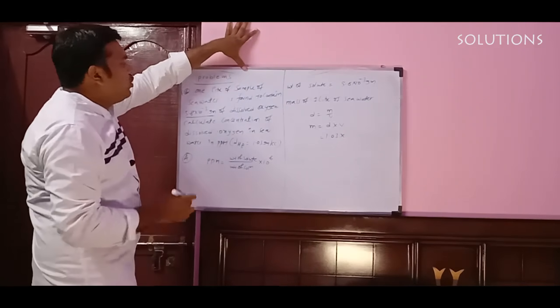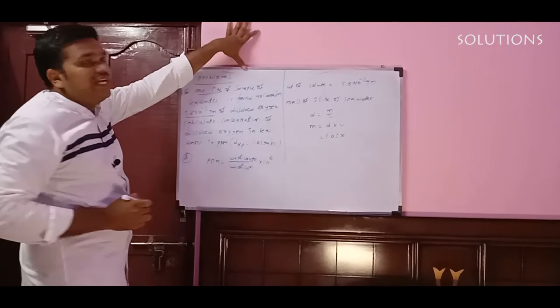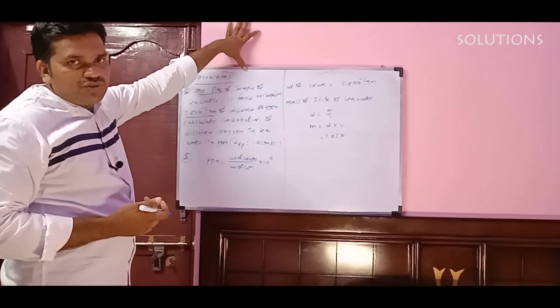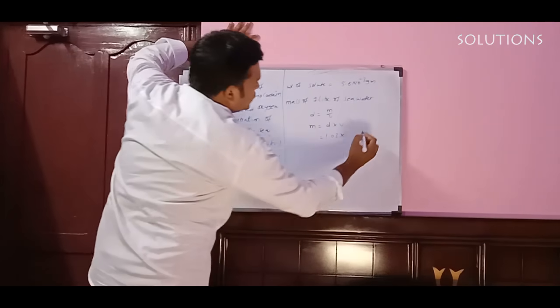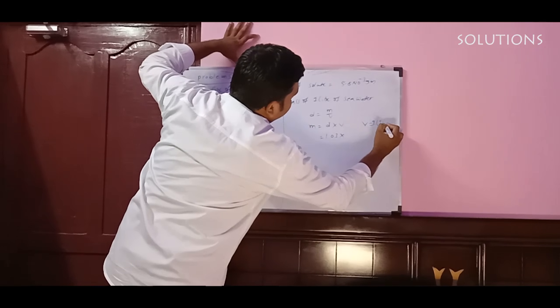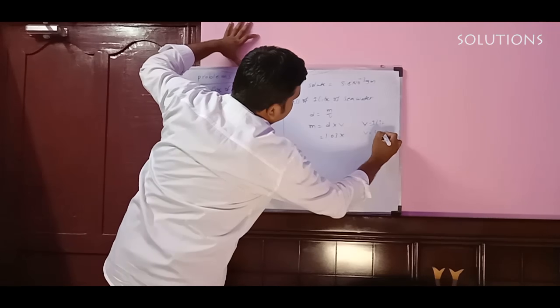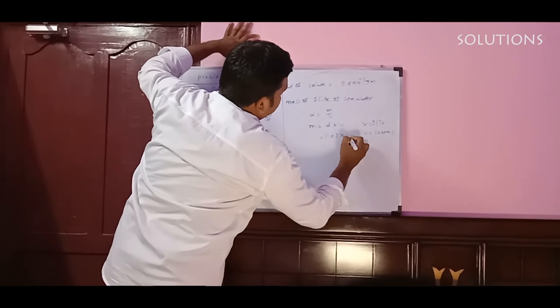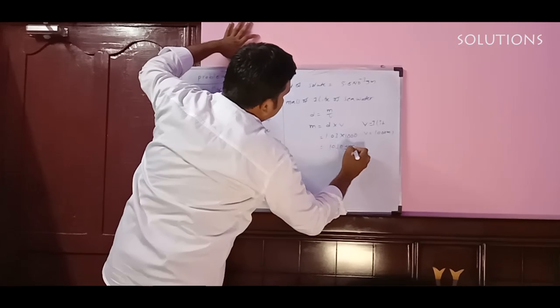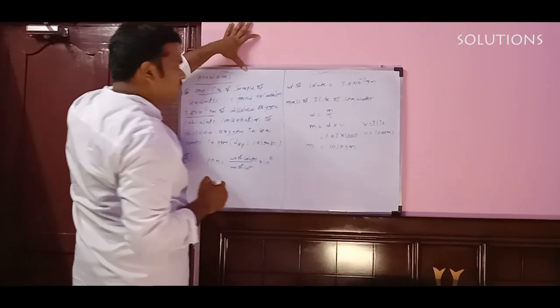Here the volume is already mentioned as 1 liter only. 1 liter means 1000 ml. So V is given as 1 liter, which is 1000 ml. So I write 1.03 into 1000. How much are you getting? 1030 grams. This is M.